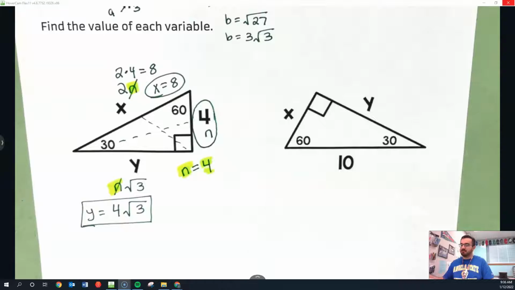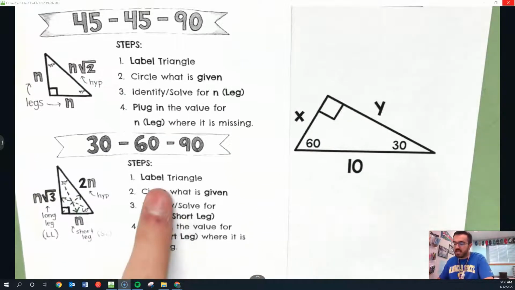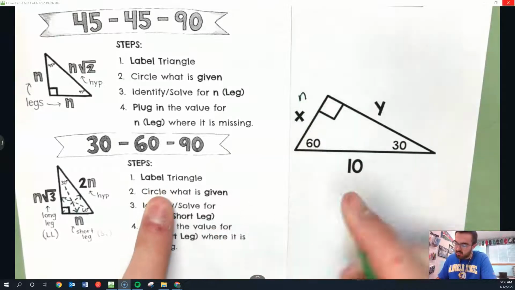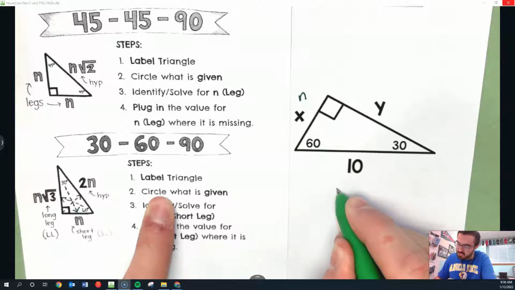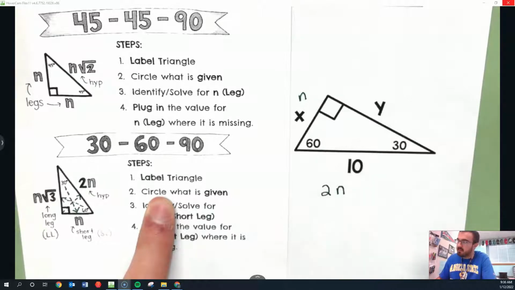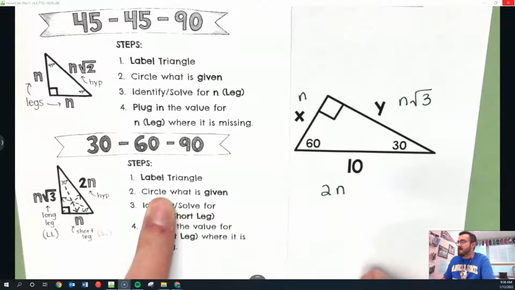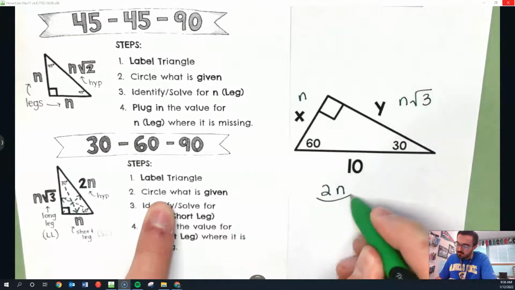So now I'm going to do this one. First step is I'm going to label my triangle. Across from 30 degrees is always n. Across from 90 is always 2n. And then across from 60 is always n square root of 3. So we don't know anything about those sides, so we're going to circle what is given, which is this.